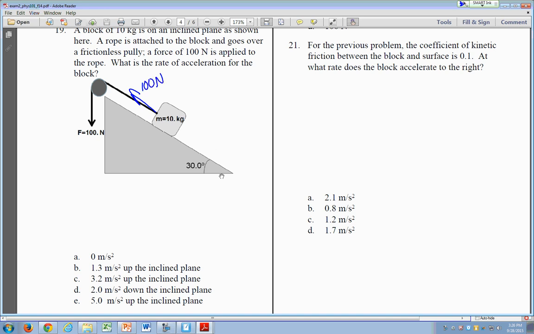Actually, you should be able to tell me. Is it going to go up or down? Y'all think? Is that 100 newtons up the inclined plane enough to overcome the component of the weight? Why is it yes? Emily, why is it yes to you?